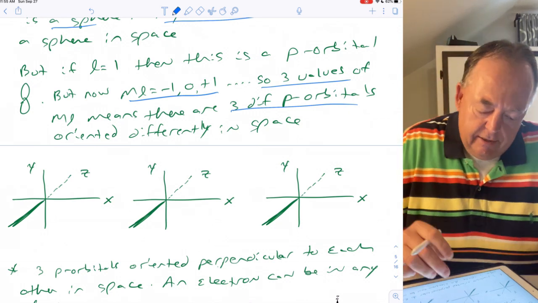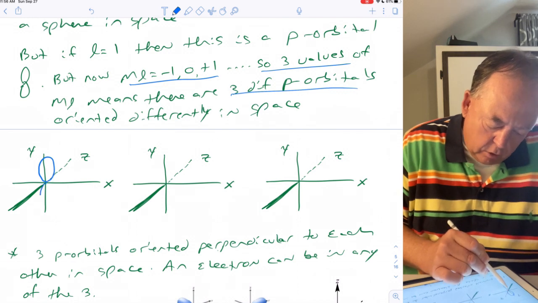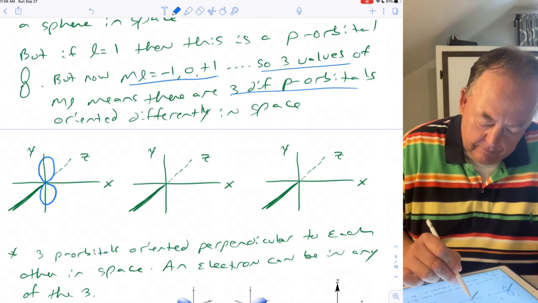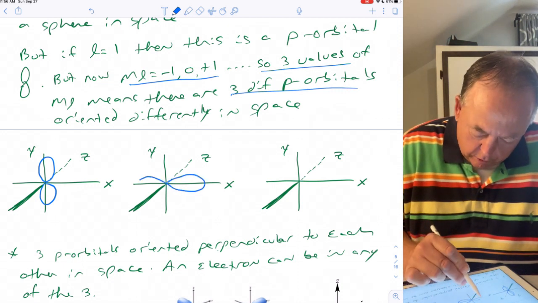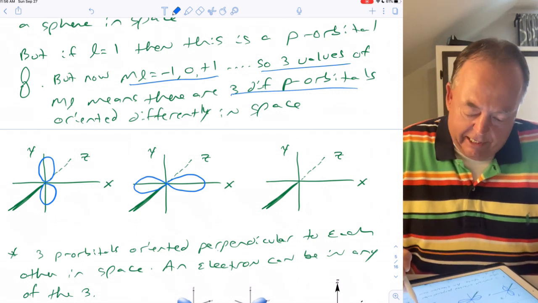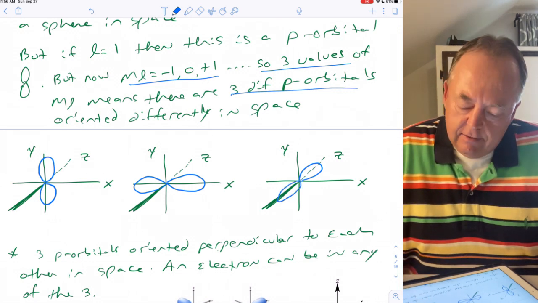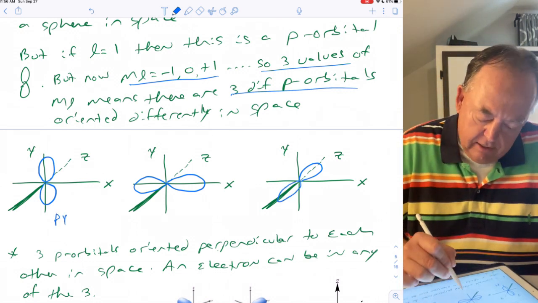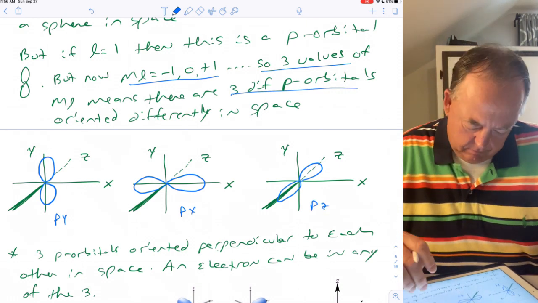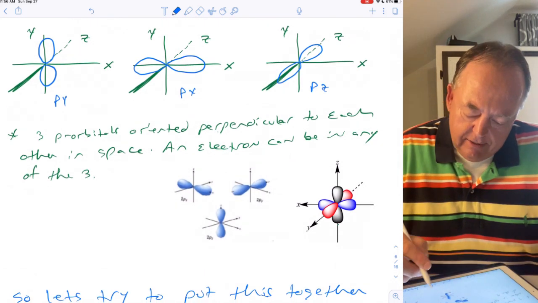So what do they look like? They're orientated differently in space. Right, so I have an XYZ Cartesian coordinate system here. One can be orientated along the y-axis. One is orientated along the x-axis. So again, they're just dumbbells, but they're orientated along different axes. And the other is orientated along the z-axis, right? So we would call this py, we would call this px, and we would call this pz. So 3 orbitals orientated perpendicular to each other, right?